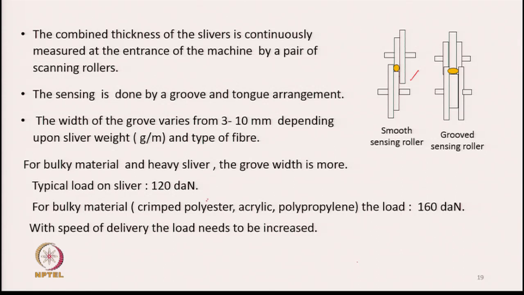So, the typical load on the sliver is going to be around 120 decanewton. That kind of pressure or load is applied. So, the sliver is compressed, and then only we will get to know how much variation is happening in the thickness of the material which is compressed between the groove rollers. For bulky material like crimped polyester, acrylic, polypropylene, the load needs to be increased to 160 decanewton, and with the speed of delivery the load also needs to be increased. So, depending upon the type of fiber being processed, the hank of the sliver, and delivery speed, we need to change the load or the width of the groove.